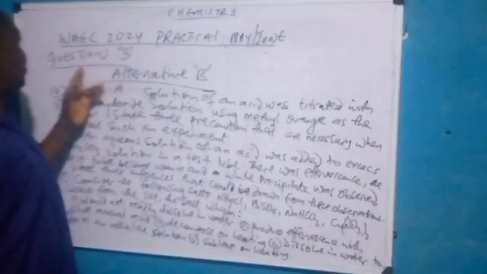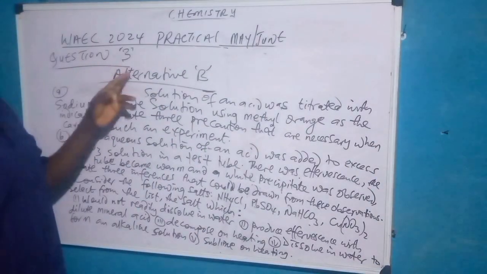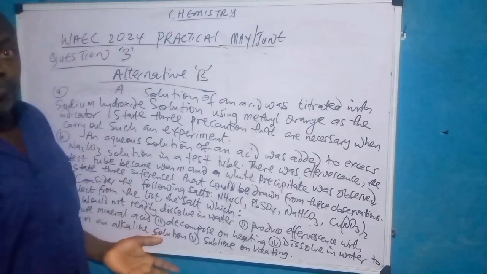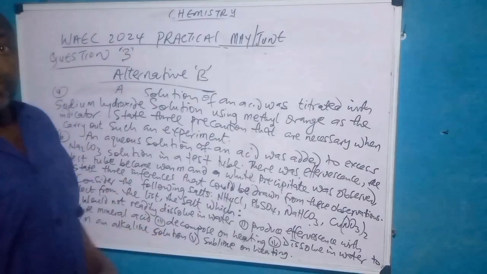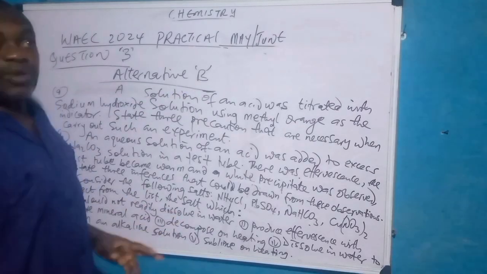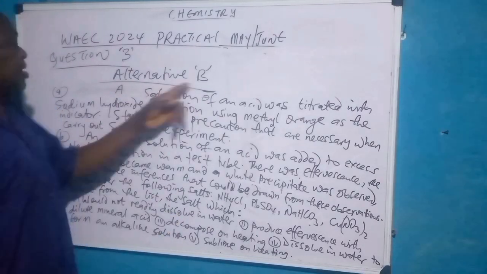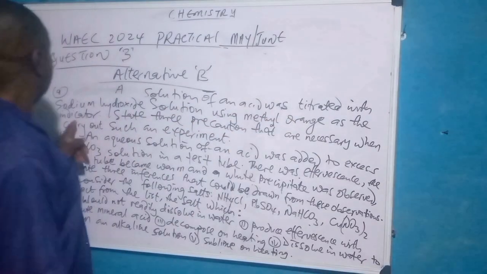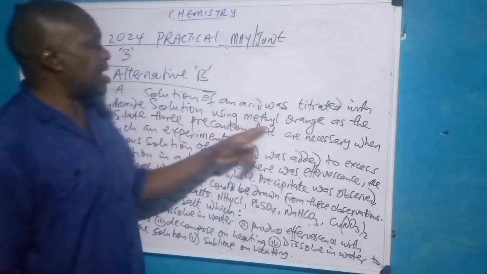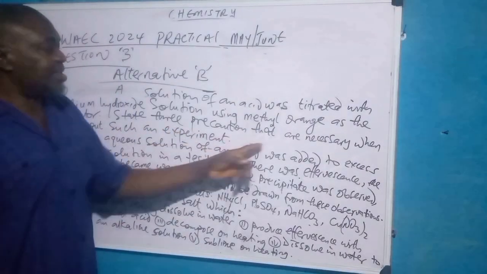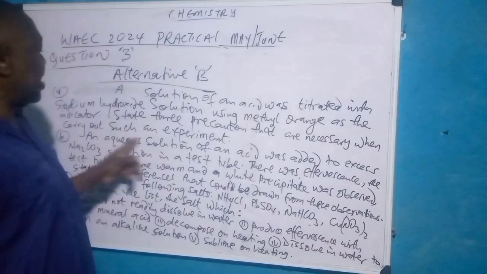So this question, you can look at it. Question 3. The question is normally called unknown. Nobody knows where the question comes from. It cannot be predicted. You just have to read wide. Alternative B questions are usually not too tedious, and the answers are not very long. Alternative B. A solution of an acid was titrated with sodium hydroxide solution using methyl orange as the indicator. State 3 precautions that are necessary when carrying out the experiment.